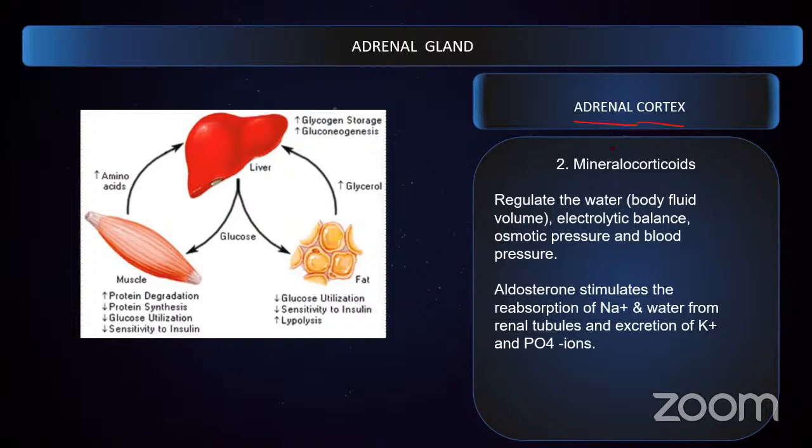So let's take one of the corticoids, that is mineralocorticoids. What is the function of mineralocorticoids? They act on your body and regulate the water levels in the body, that is reabsorption of water, electrolyte balance, osmotic pressure, as well as the blood pressure is maintained because of mineralocorticoids. And there is another type of corticoid called aldosterone. They stimulate the reabsorption of sodium and water from the renal tubule, and they also excrete potassium and phosphate ions. Since all these functions have an effect on sodium, potassium, as well as phosphate ions, they are basically more involved in electrolyte balance.